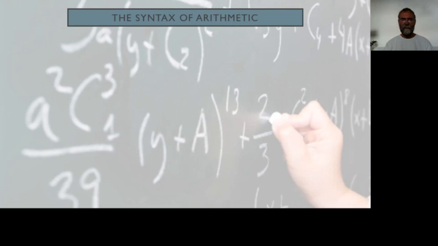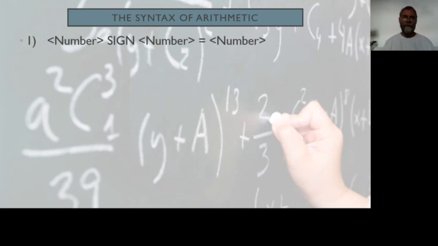Okay, so let's start then by having a look at a rather simple syntactic system, and that is the syntactic system used by arithmetic. Most expressions in arithmetic follow this same basic pattern. You start off with a number, then you have a sign, followed by another number, followed by the equal sign, followed by another number. For example, here are some easily recognizable arithmetic expressions, and they all follow this basic pattern.